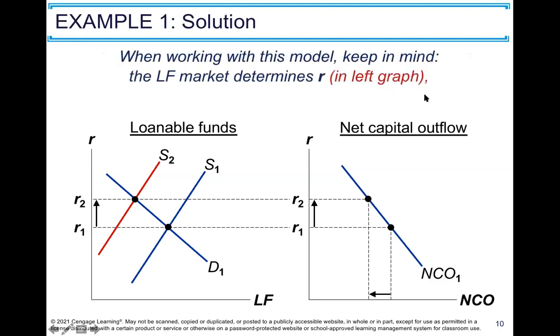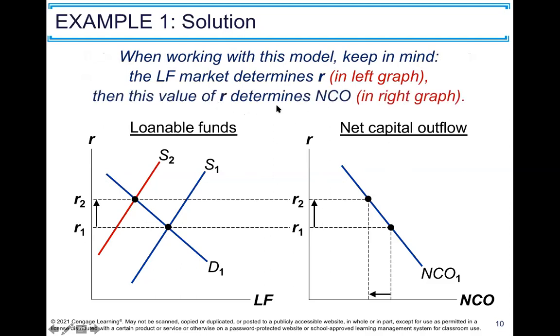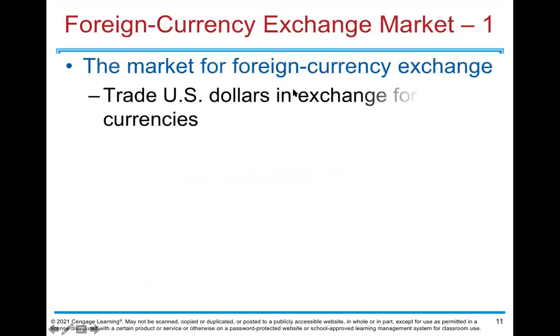Okay, so keep in mind that this loanable funds market really determines the R, right? And the R gets fed into the net capital outflow graph. So this market determines the interest rate, and the interest rate is fed in as given into this graph over here. So this value determines NCO in the right graph.